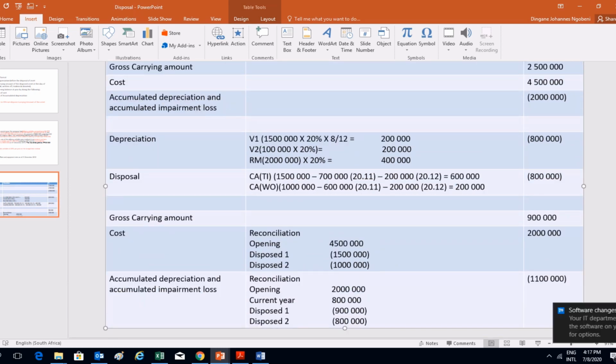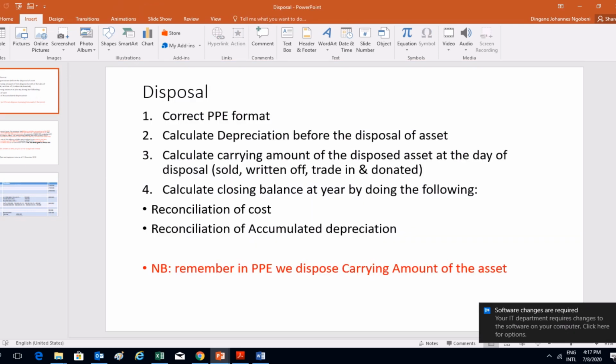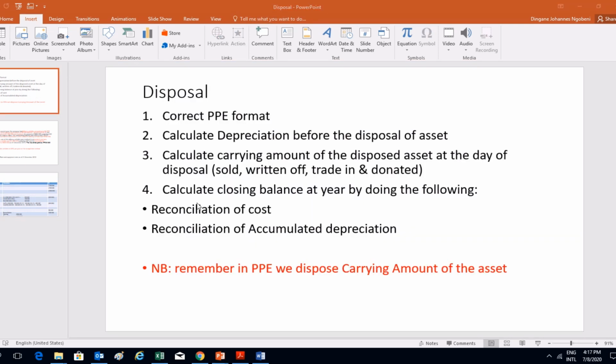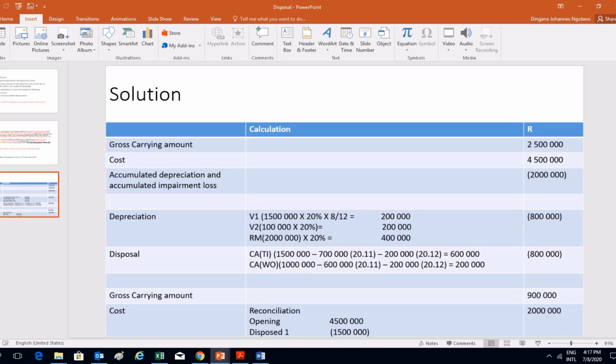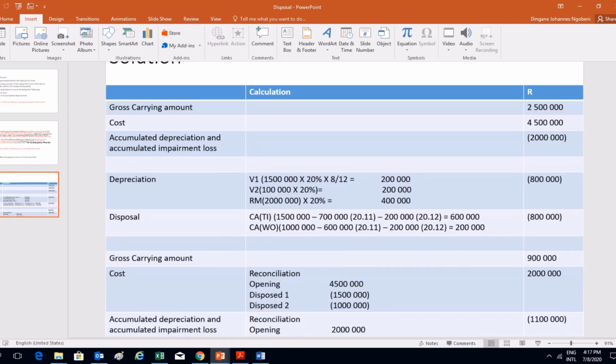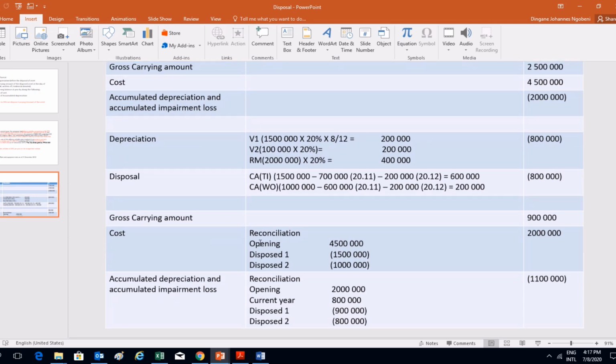In year end, we said we are doing what? Number 4. We must calculate the following: reconciliation of cost, reconciliation of accumulated depreciation. How do we calculate them? Straightforward, simple. We're saying how much of the opening cost did I have? Here it is, 4.5 million. How much did I dispose? Disposal one was 1.5 million. Disposal two was 1 million. I'm left with 2 million. That's my reconciliation. Straightforward.